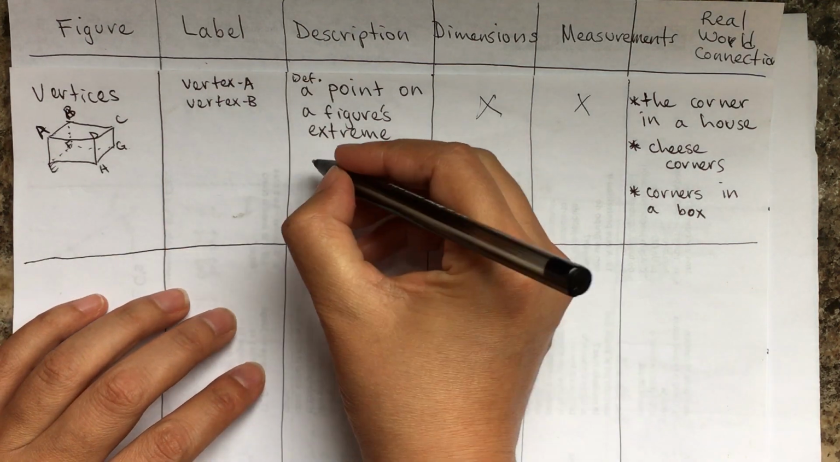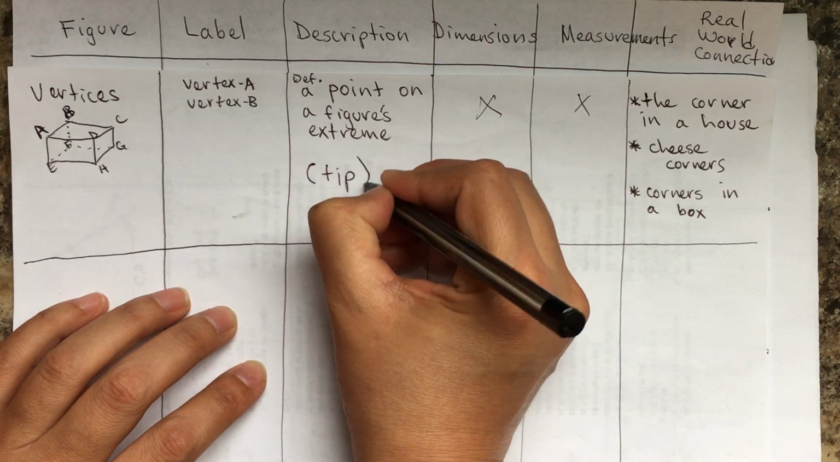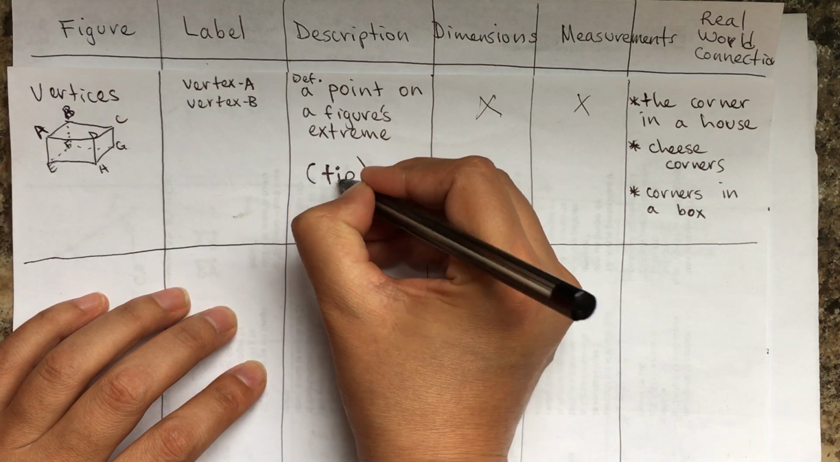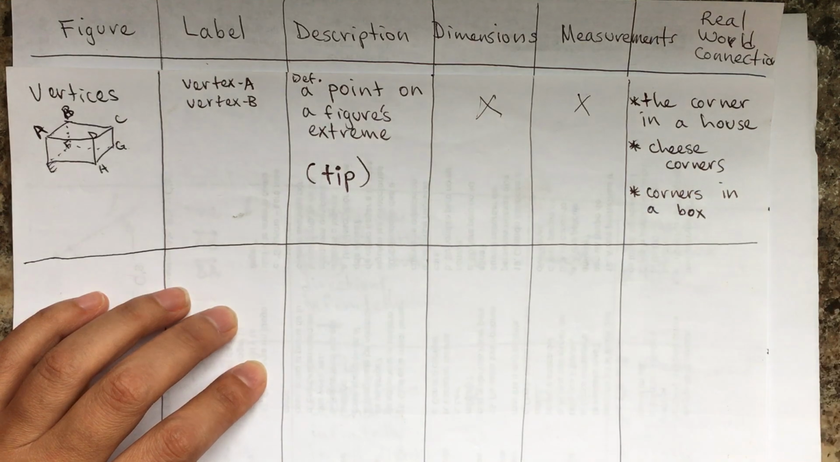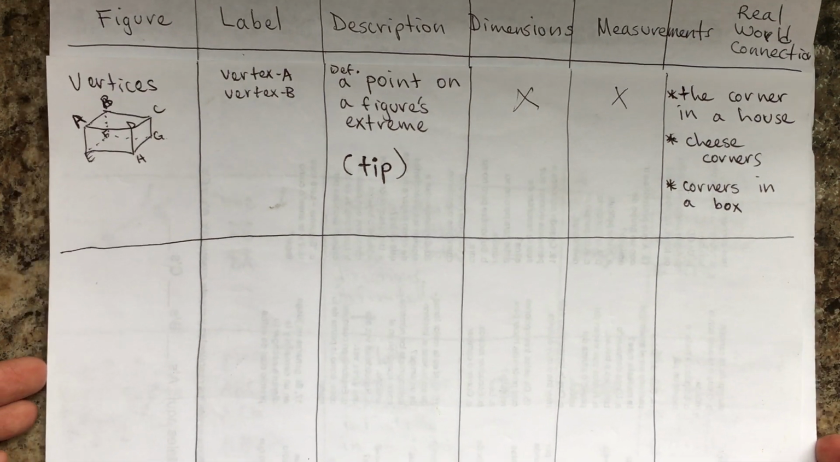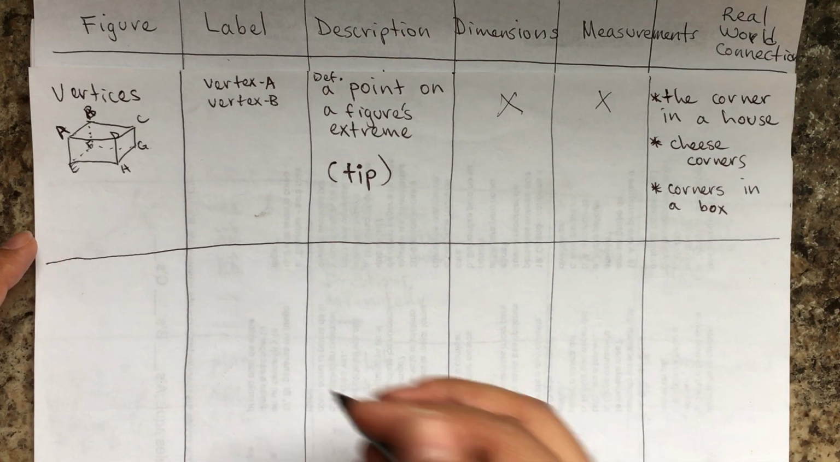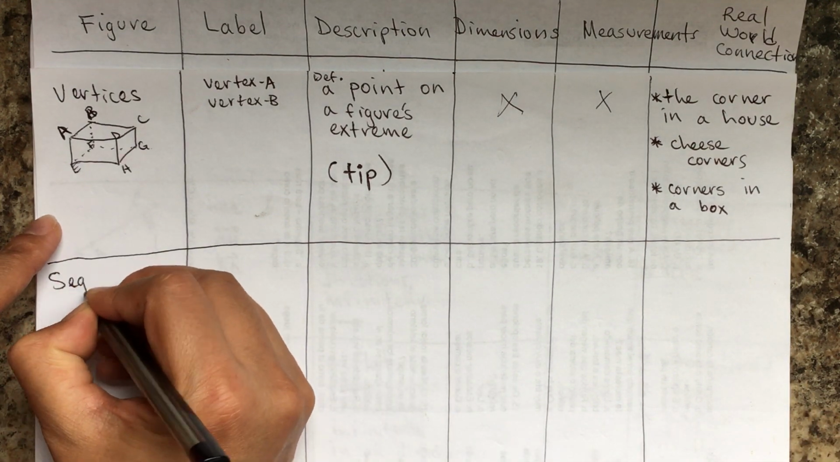For the description, we can also put the tip, so that we can remember. Not the tip like what you give to the waitress or the waiter. Okay, another one that we're gonna learn about is segment.